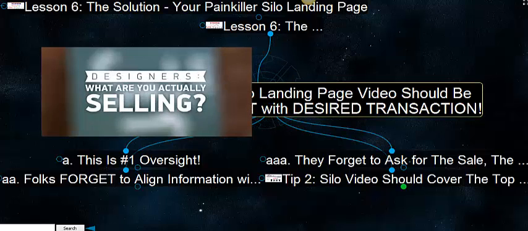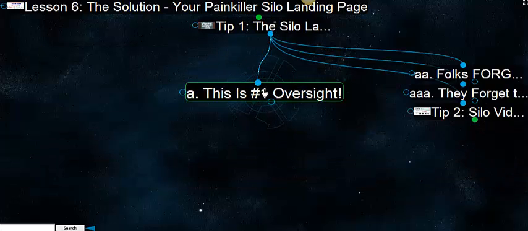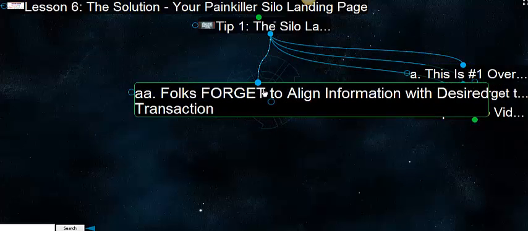Okay, I stop on this one because it's very important. It's a huge sinkhole. There's a huge trap door with this one. If you miss what I'm saying here, you're going to fall right through that trap door, into the bottomless pit, and you're going to wonder why you're not getting any conversions on your site. So again, this is the number one oversight, you guys. The number one. Folks forget to align information with desired transaction.